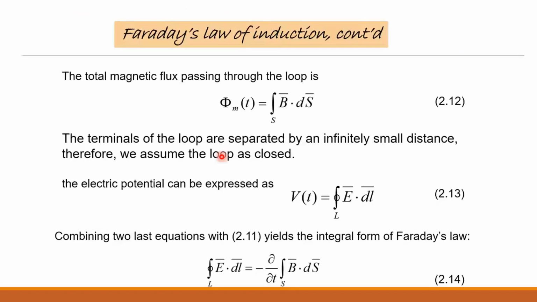The total magnetic flux crossing the loop, phi m, is equal to the surface integration of B bar dot ds bar. If you consider this surface area ds, it is the integration of B bar dot ds bar. For the entire area, we have to take the integration. So total phi m is equal to the surface integration of B bar dot ds bar. The terminals of the loop are separated by a small distance.